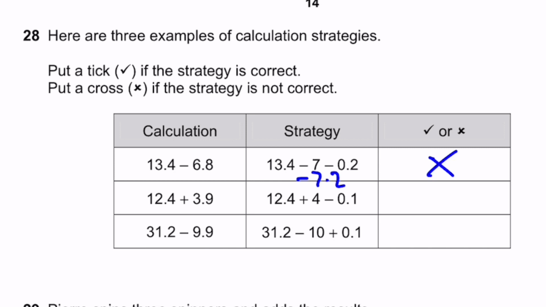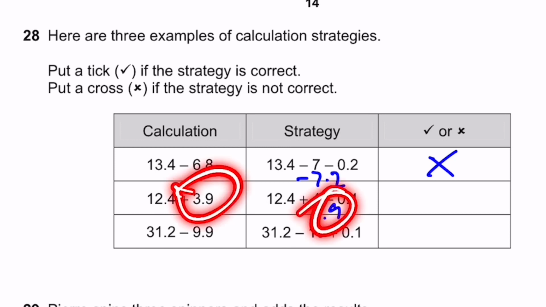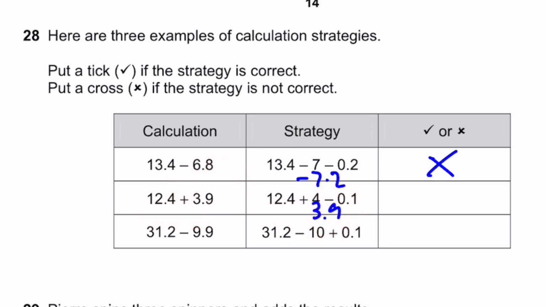Cross. 12.4 plus 3.9. 12.4 plus 4 minus 0.1. 4 minus 0.1 is equal to 3.9. And they both are equal. And we add with the same number, so we get the same answer, which is correct.